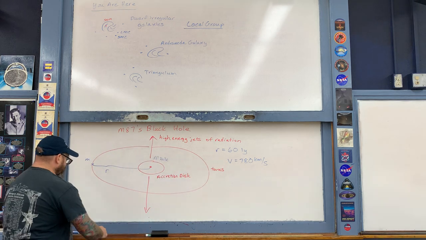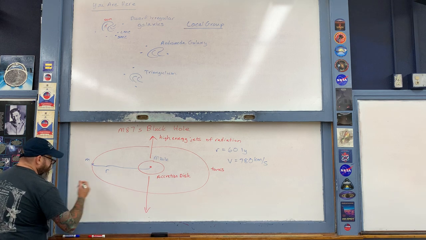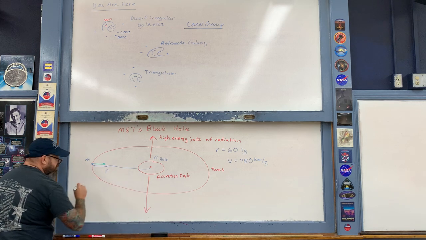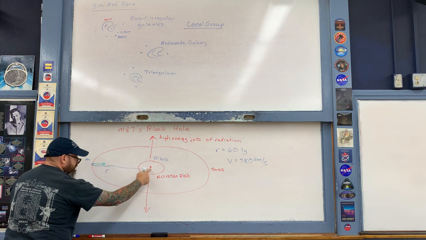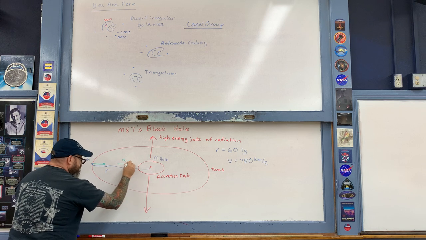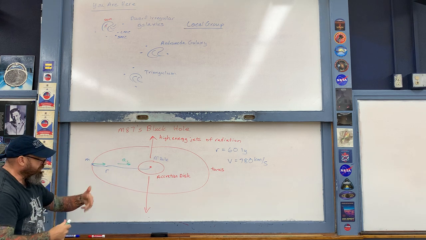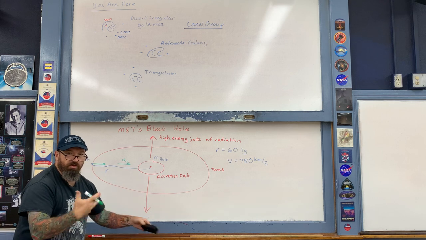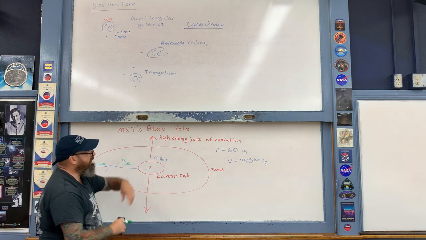So let me set up the problem like this. I'm just going to use a little bit of F equals ma. So there's one force exerted on this material, and that's the force of gravity associated with this black hole. This then causes a centripetal acceleration inwards towards the center of the diagram. And now we'll go ahead and write F equals ma in the following way.